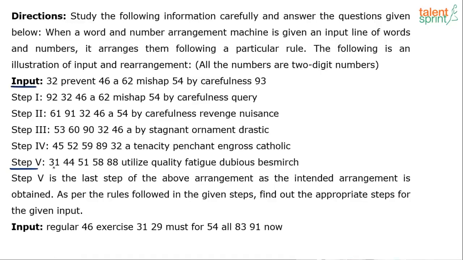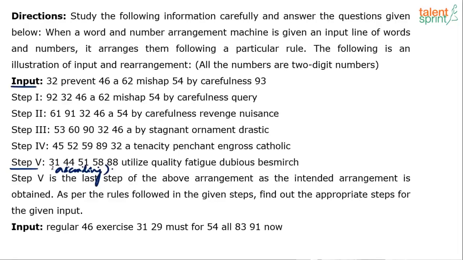Now what is step 5 here? 31, 44, 51, 58, 88, utilize, quality, fatigue, dubious, and whatever this word is, which I don't know how to pronounce. But then, what's the logic? All the numbers have been arranged at the beginning of the step. All the words have been arranged towards the end of the step. So first arrange the numbers, then arrange the words. Look at the arrangement of numbers: 31, 44, 51, 58, 88. Clearly, these numbers have been arranged in ascending order. Right? So we want the numbers to be arranged in ascending order.